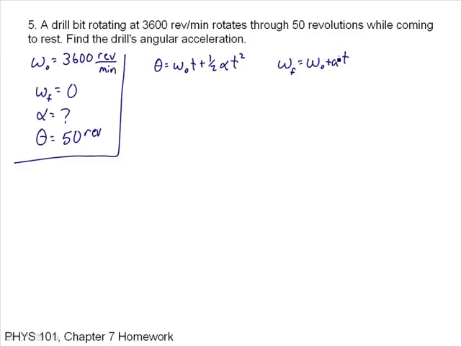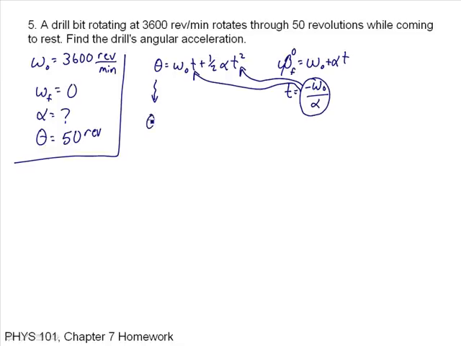I'm going to do this by substitution. I'm going to solve this equation for t. I know this is 0, so t then is equal to negative omega naught over alpha. Now I'm going to take this, which is the same as t, and I'll plug it in there, and I'll also plug it in there.